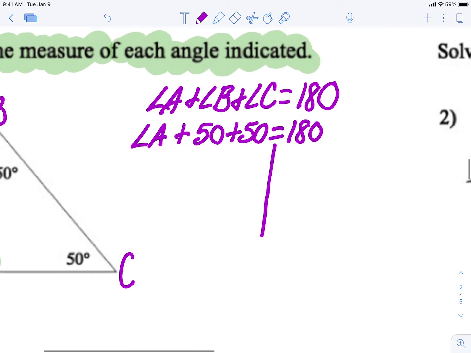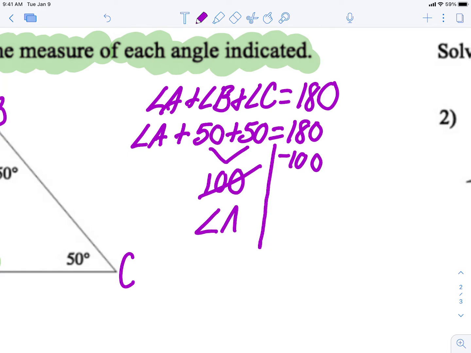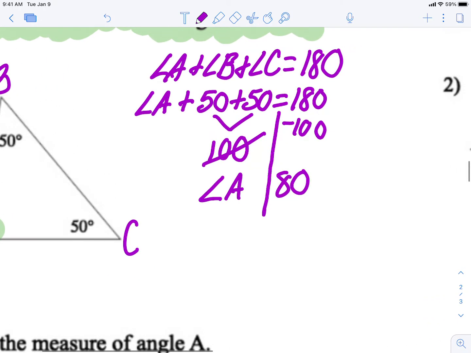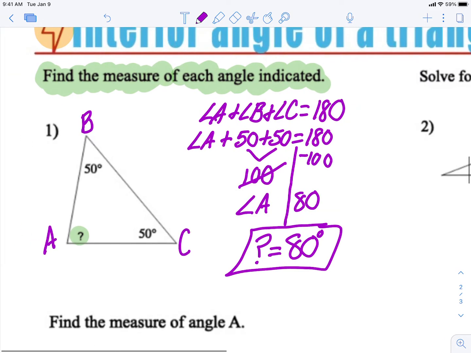This, kiddos, you already know, is a simple equation, right? Combine like terms, 50 and 50 is 100. 100 has to go over to this side, so it's going to become minus 100, right? So angle A comes down, 180 minus 100 is 80. Angle A is the question mark, so the question mark is equal to 80 degrees. Look at that. Perfect.